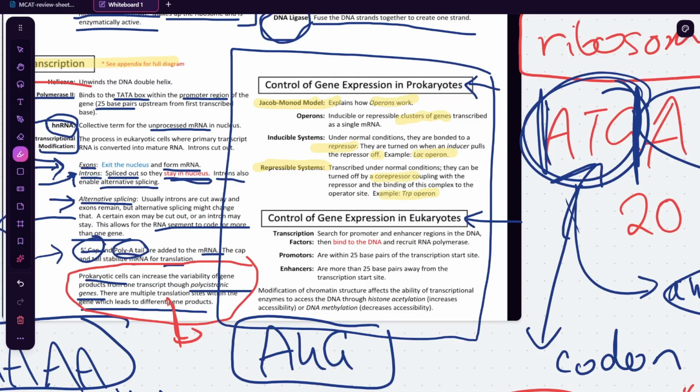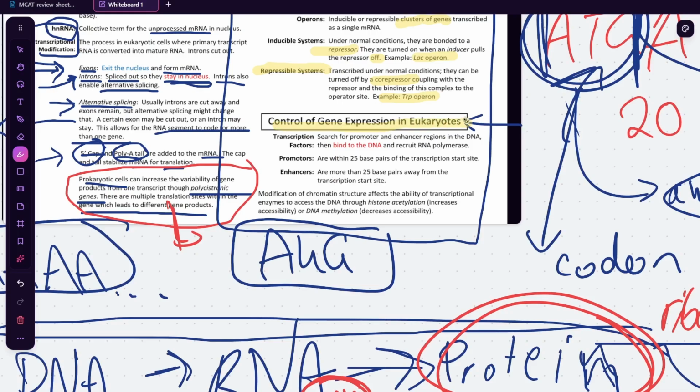All right, and now we can go on to how eukaryotes have gene expression. So we have transcription factors. What are transcription factors? Actually, let me explain why eukaryotes have a little bit more complex control than prokaryotes. Eukaryotes are much more complex because we have a nucleus, with a separation between transcription and translation, as I said before.